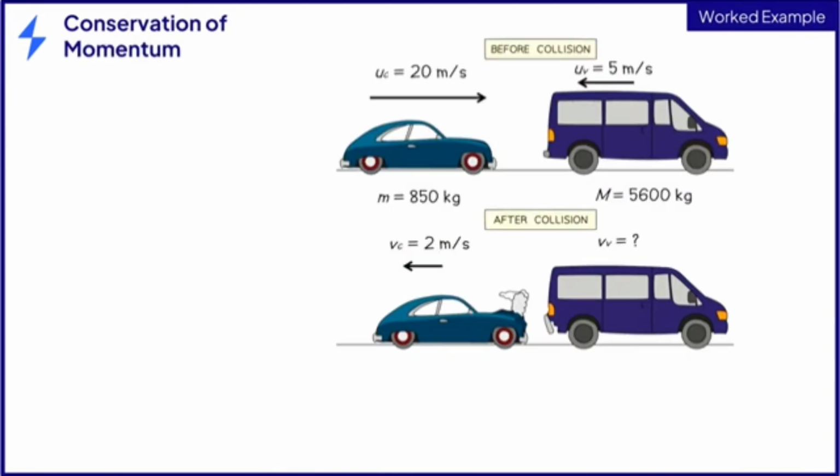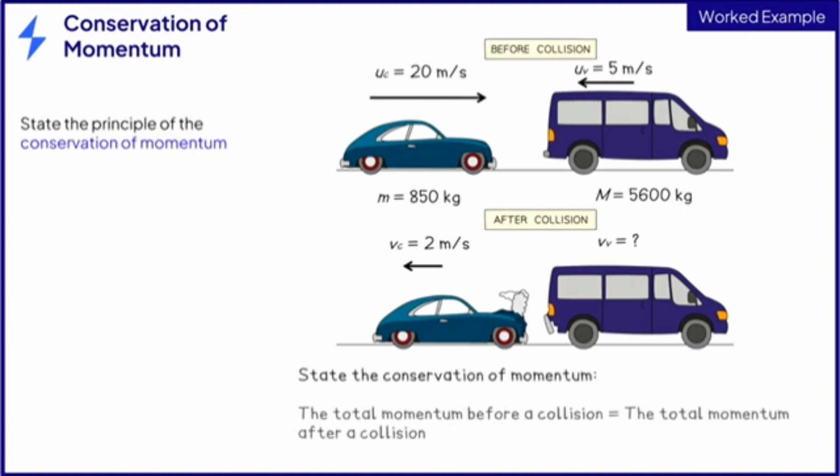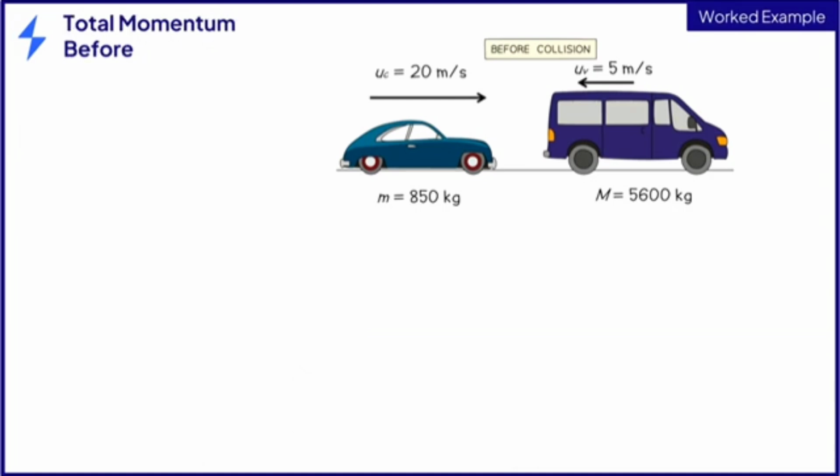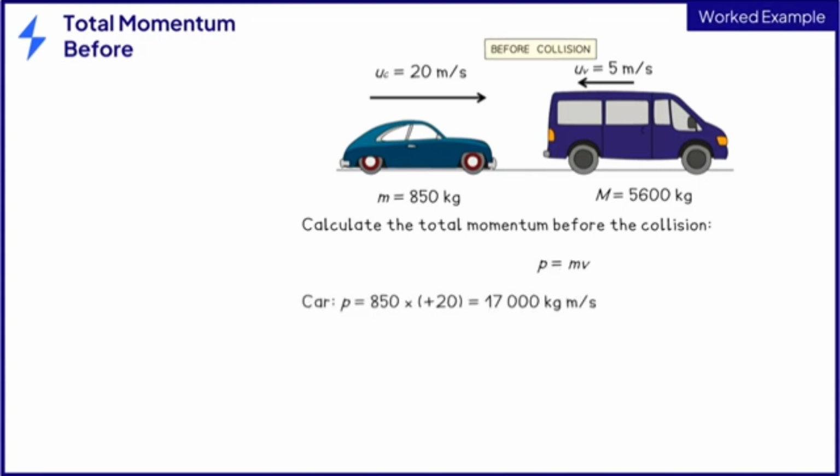The first step in answering this question is to state the conservation of momentum for 1 mark. Now let's calculate the total momentum before the collision. Momentum is equal to mass times velocity. For the car, this is 850 times 20, which equals 17,000 kilograms meters per second. It is plus 20 because the car is moving forwards in the positive direction.